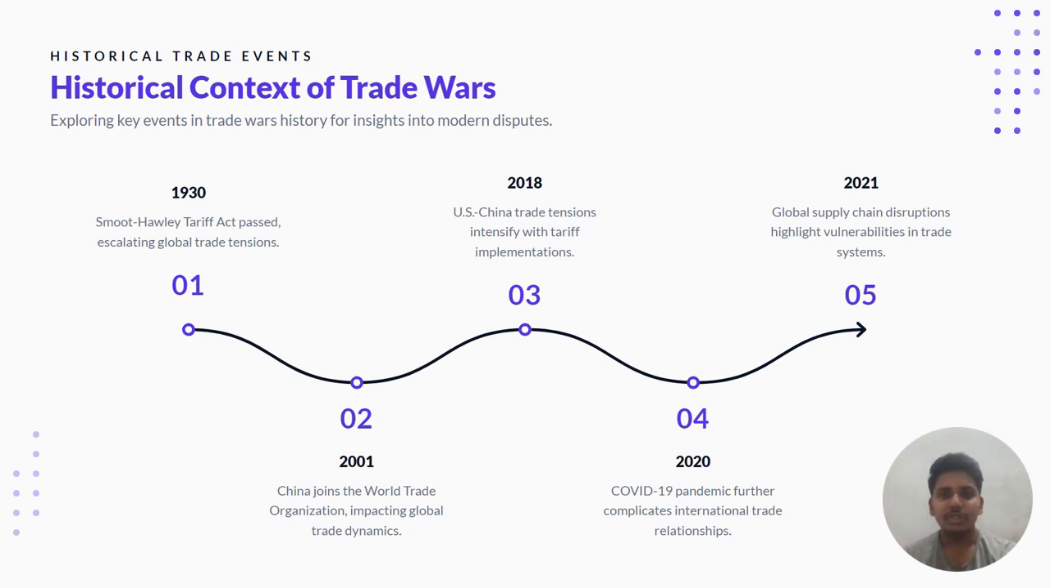Now let's see about the 2018 US-China trade war. It began when the US imposed tariffs on Chinese goods, citing unfair trade practices and intellectual property theft. China retaliated by placing tariffs on American imports. This tit-for-tat escalation affected hundreds of billions of dollars in goods, disrupting global supply chains.